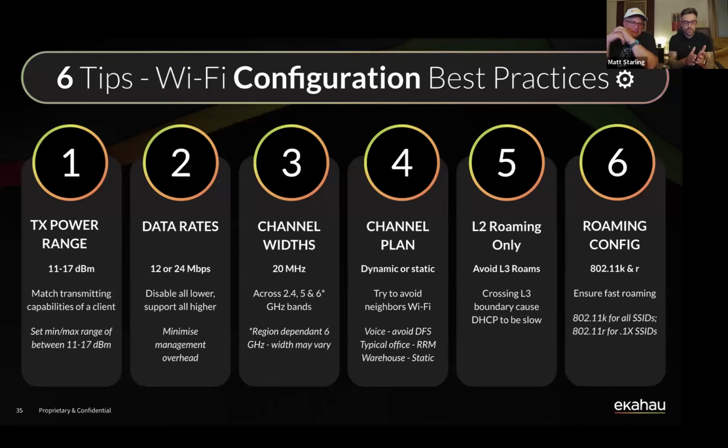Then points 5 and 6, when it comes to roaming, you really want to make roaming as fast as possible. Sometimes I see people configure their Wi-Fi networks so that when a device roams between access points, it actually has to pick up a new IP address. So what we're saying here about layer 2 roaming only is we want to keep the same IP address as we're moving around access points in one building, so not having to go and request an IP address from a DHCP server.